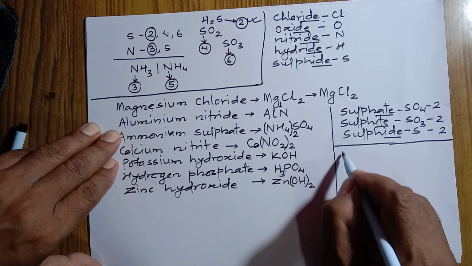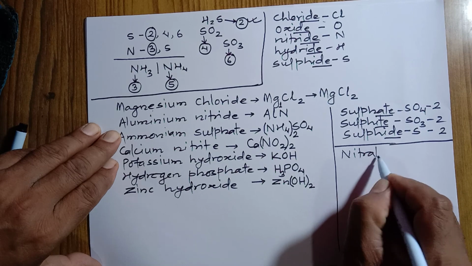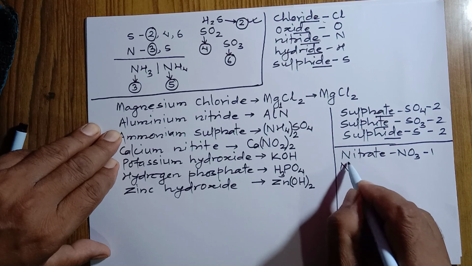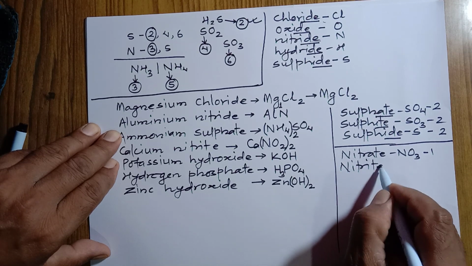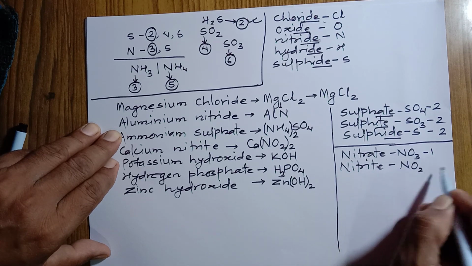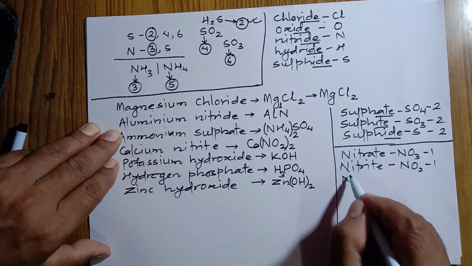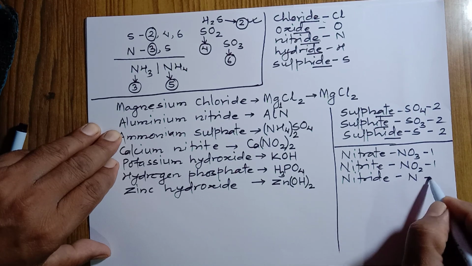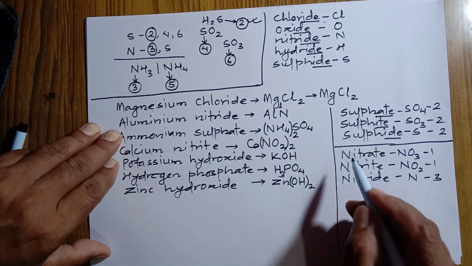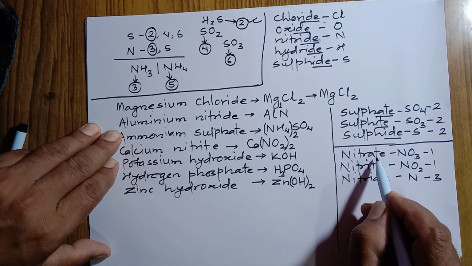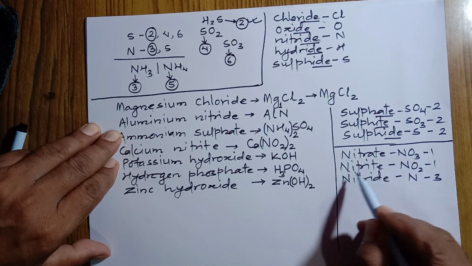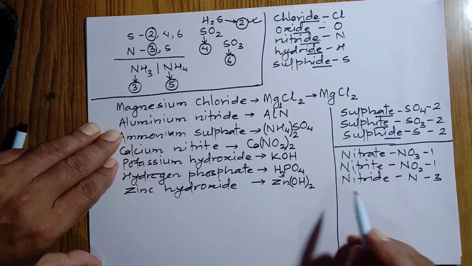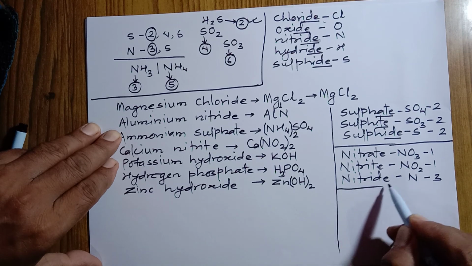In the same way, nitrate means NO3. Its valency is 1. But nitrite is NO2. Its valency is also 1. But nitride means nitrogen is combined, and the valency of nitrogen is 3. Sodium nitrate is sodium Na combined with NO3, sodium nitrite is Na combined with NO2, but sodium nitride means sodium is combined with nitrogen.